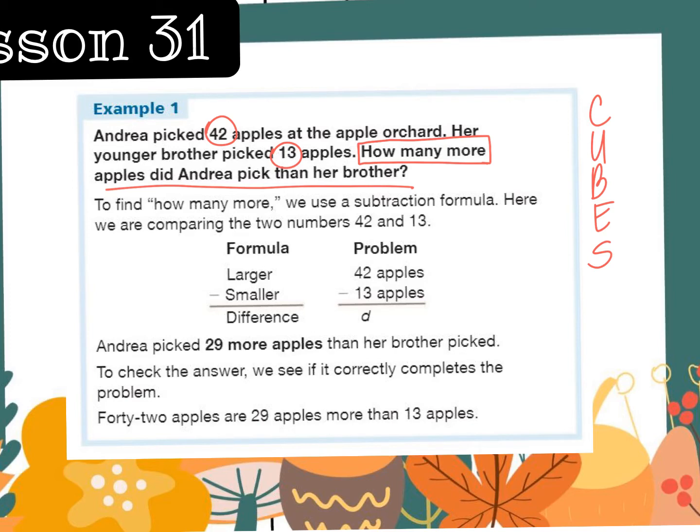How many more apples did Andrea pick than her brother? So what that means is that I'm taking a larger number, 42, and I'm going to subtract a smaller number, 13, and that's going to give me my answer. So Andrea picked 29 more apples than her brother. Does everybody understand this question? Yes. Okay, we've got to break it down. You've got to make sure you circle those numbers if they stand out to you, and you've got to make sure you understand those key phrases. Use your journal to help you if you need.